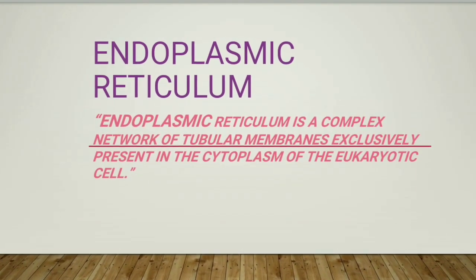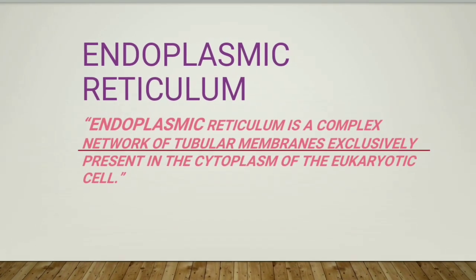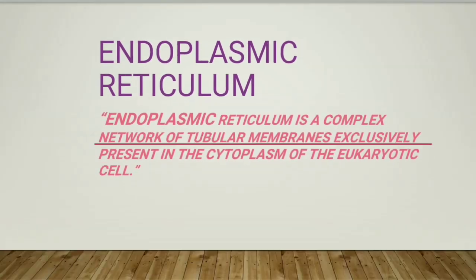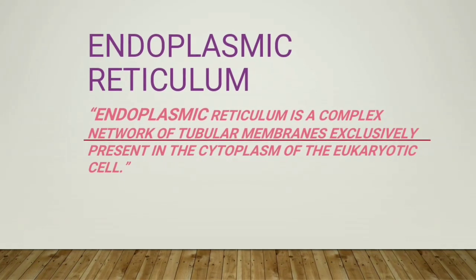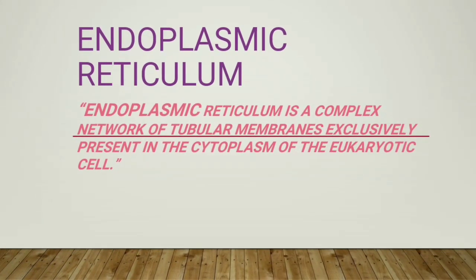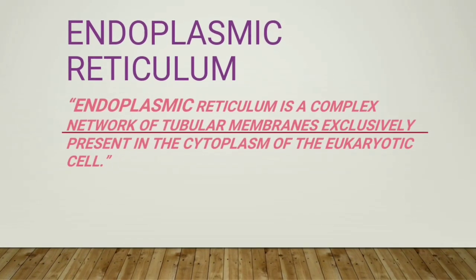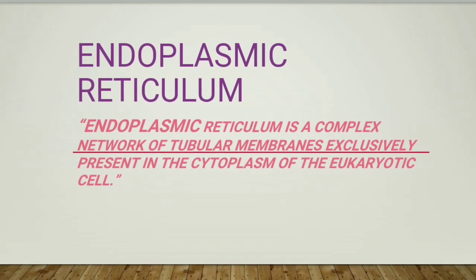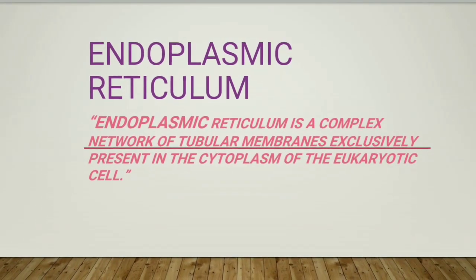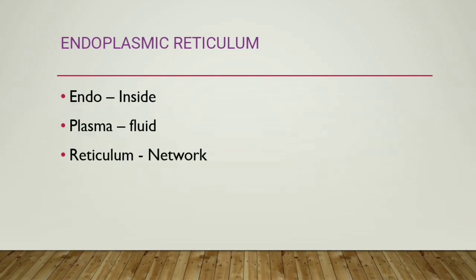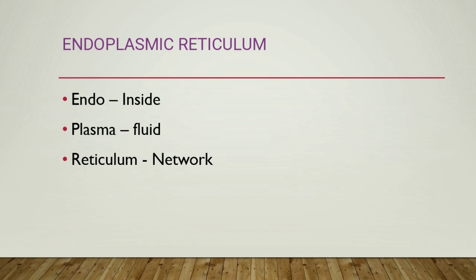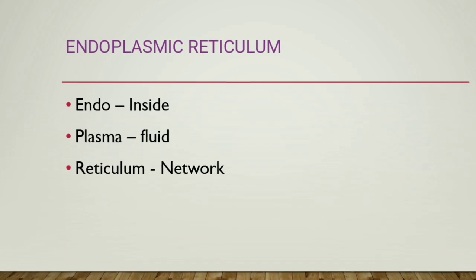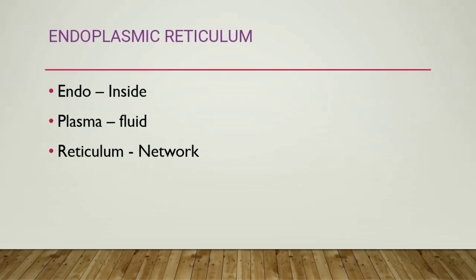Now we will move to the cytoplasmic structures. The first structure is the endoplasmic reticulum. It is defined as a complex network of tubular membranes exclusively present in the cytoplasm of the eukaryotic cell. Generally, endoplasmic reticulum is present in all eukaryotic cells, but mature RBC does not contain it. Endo means inside, plasma means fluid, and reticulum means network. The network which is present inside the fluid of the cell is known as endoplasmic reticulum.